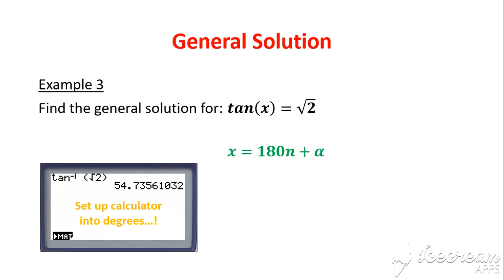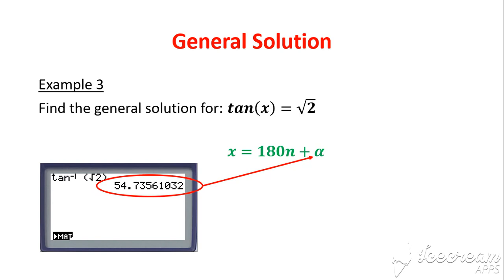Well, once again, I have to go shift tan or inverse tan of the square root of 2 to get 54.7. This time I need my calculator set up in degrees, and this value here is the alpha. So I can say x is equal to 180 n plus 54.7 degrees. There's my general solution. That is a rule that will find all solutions.